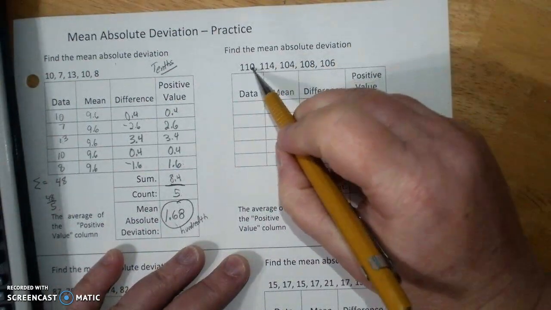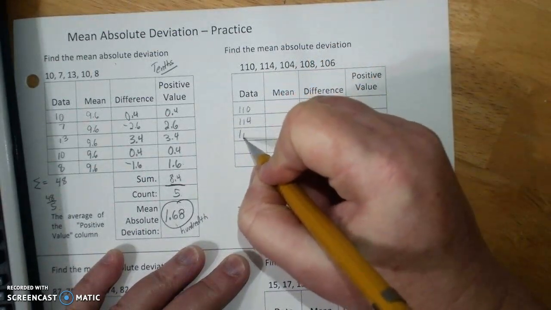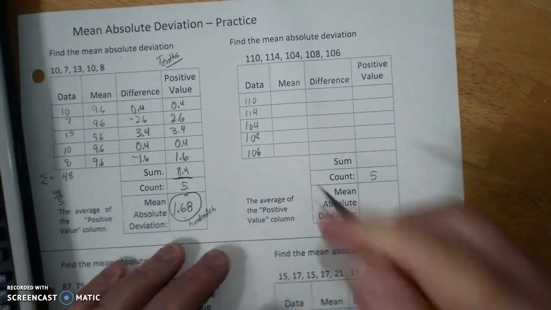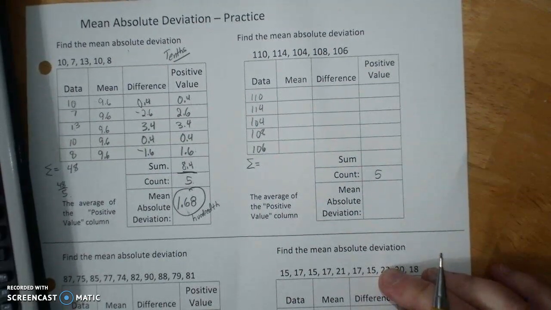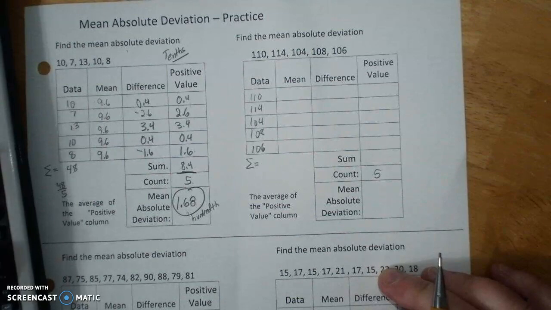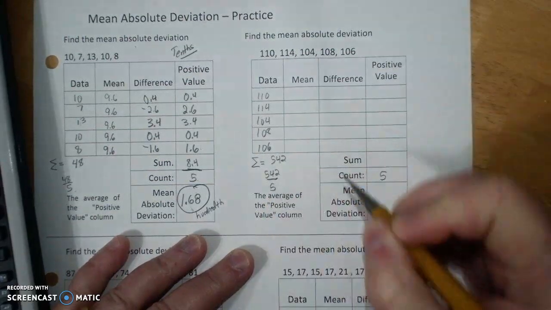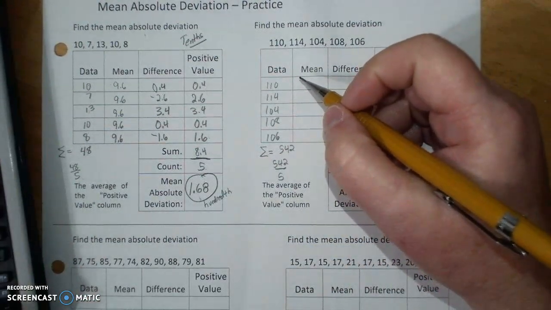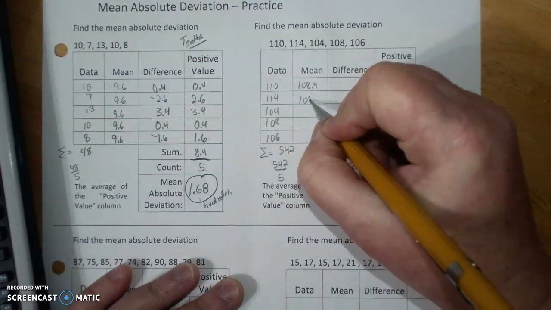Let's do another one. Data points, 1, 2, 3, 4, 5. My count is 5. 110, 114, 104, 108, 106. And then I'm going to add them. This is the mathematical symbol for sum. 110 plus 114 plus 104 plus 108 plus 106 is 542. I take 542 divided by 5. There doesn't always have to be 5 data values. I just did it so it's not cumbersome. And I divide by 5. And I get 108.4. It's the same mean all the way down.